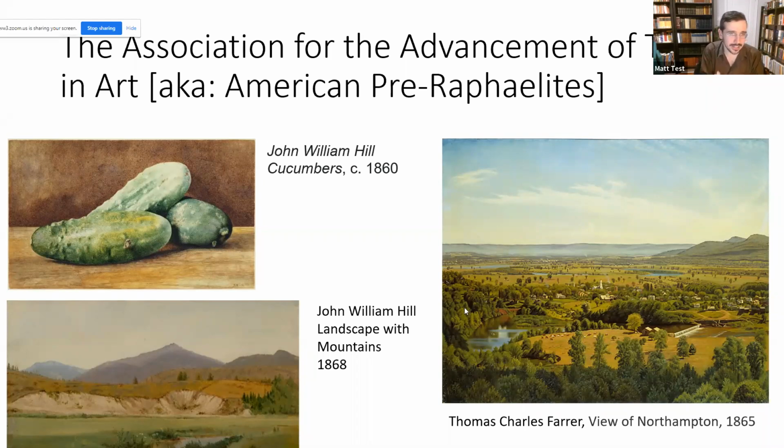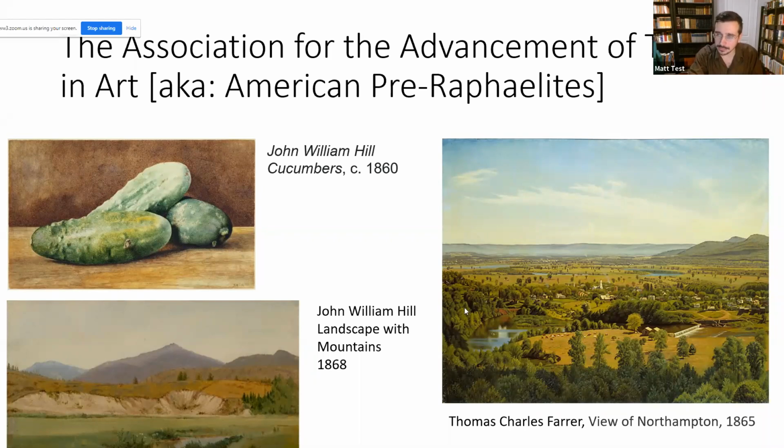So 1860, Cucumbers. What is Cucumbers trying to communicate to the audience? Cucumbers. Here's Landscape with Mountain by John William Hill. What is the idea that William Hill is communicating in this? It's a landscape with mountains. That's what he's communicating. He's being honest. It's truthful. Thomas Charles Farrer, View of Northampton, 1865.